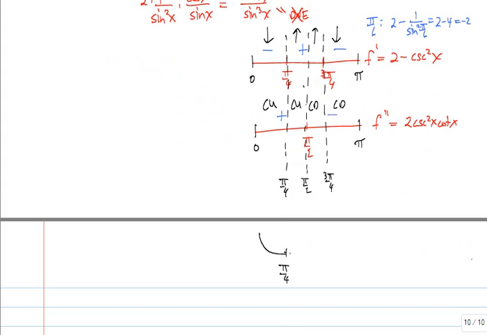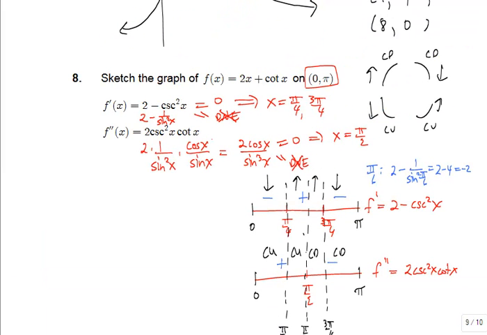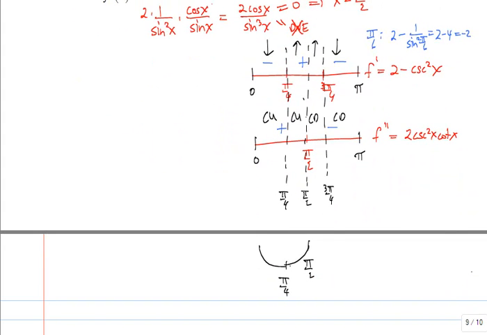So that would be this shape right here. So we have a little minimum at pi over 4. Then we're concave down increasing, which would be this shape right here. And then we are concave down decreasing, which is the other half of that little hill shape. And we're going to stop at pi, and we're going to start at 0. So let's put this on our graph.